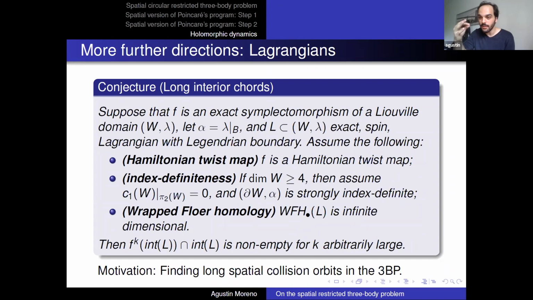The problem is always going to be the boundary, right? You don't know what's going on at the boundary, so you need to assume things. Here, what's doing that for us is the strongly index definite condition. Very, very interesting.